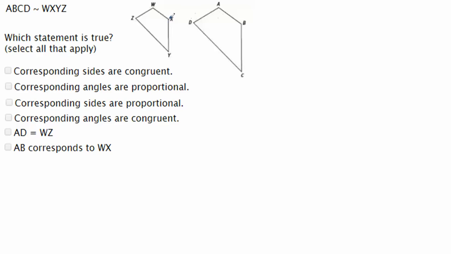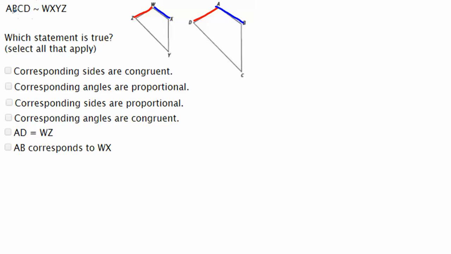If you can see from the picture, then I can see they've not rotated anything, so corresponding just means matching sides. So this WZ matches with AD. This WX matches with AB, and so on. That's what we mean by corresponding sides.